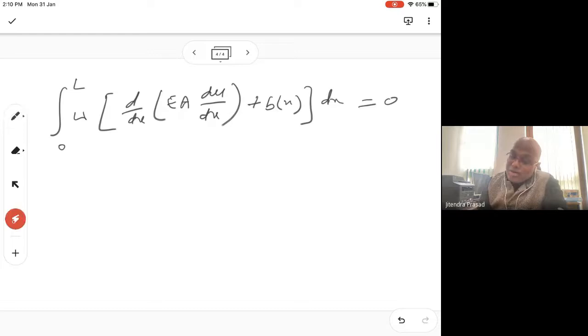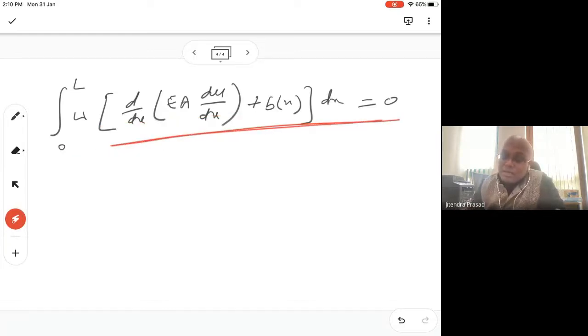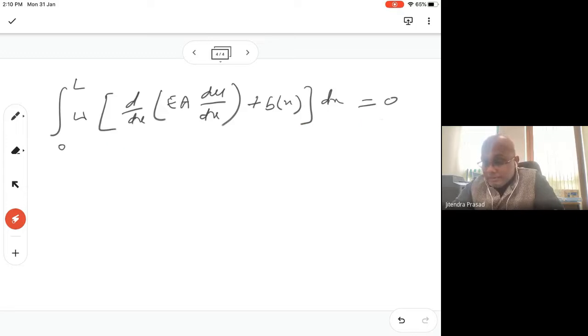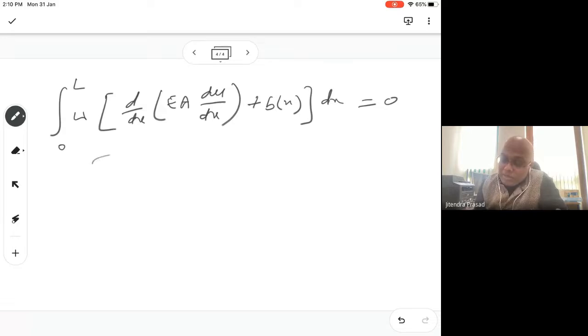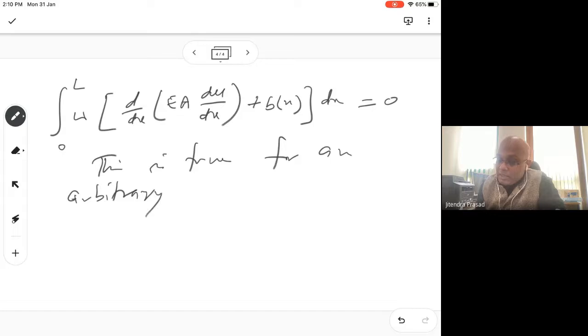So you got that, but this is still in the form of the weak formulation, because it still has the integral, right? So we have to take it out. Now this is true for an arbitrary w, or any w, basically we are talking about, right?